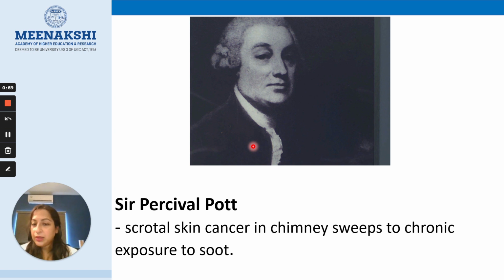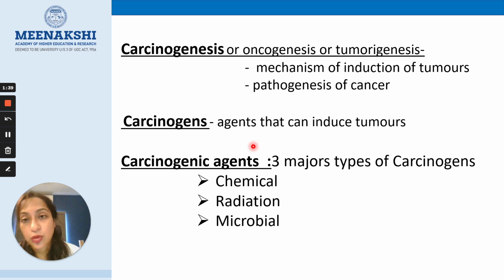So this Percival Pott, who was he? He was one of the first few people who associated a chemical with a carcinogen. For example, he encountered these children who are called chimney sweeps. They were called chimney sweeps because they cleaned the chimneys and they very commonly presented with scrotal skin cancer because they were exposed to soot. What is soot? Soot is the carbon leftover from the burning of firewood. This was in the year 1775. So there was the first association of a chemical that can become a carcinogen.